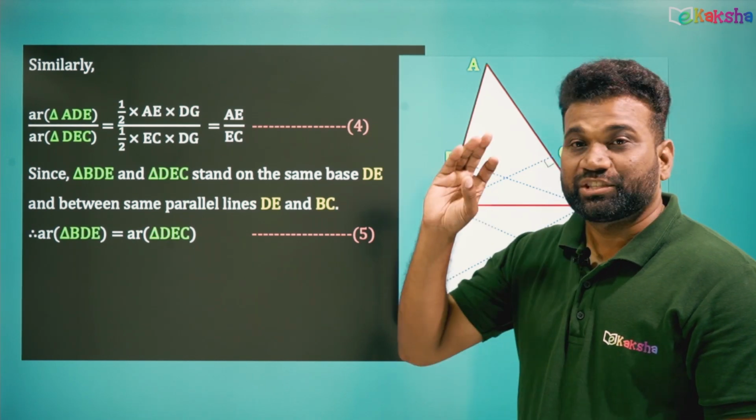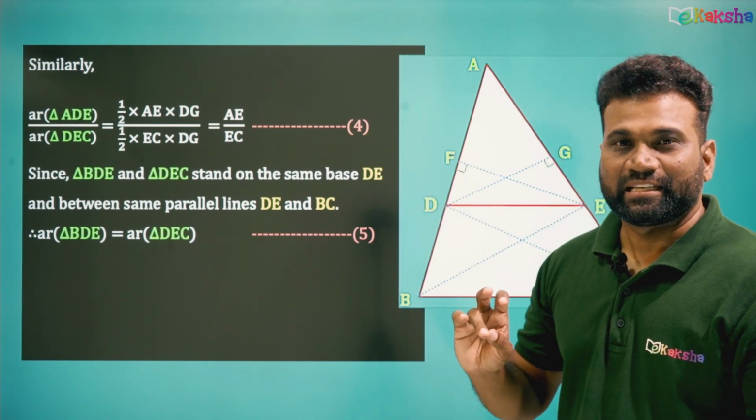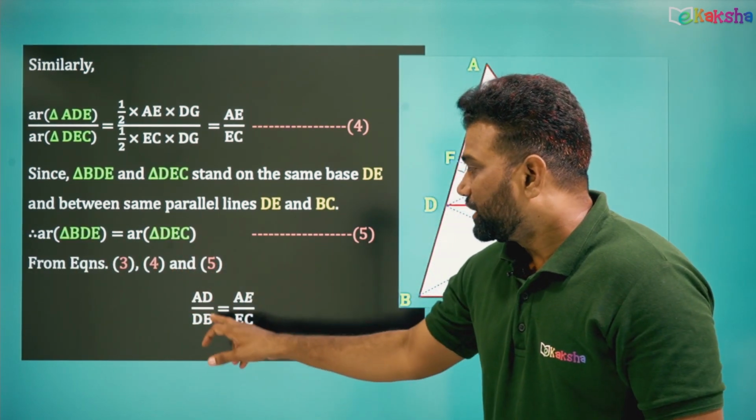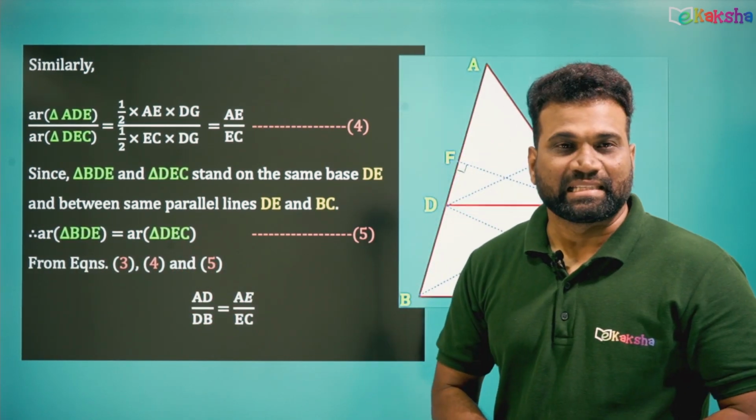Now from equations 3, 4 and 5, what can we conclude? From equations 3, 4 and 5, AD over DB is equal to AE over EC.